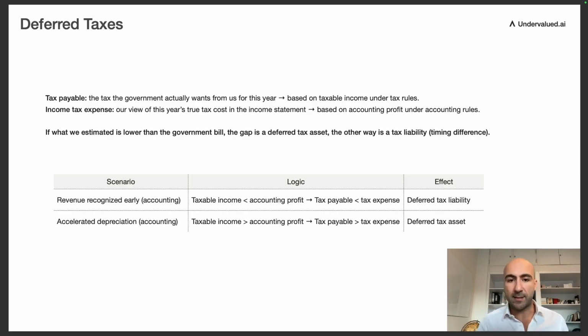And a tax asset is the opposite idea. You probably have to practice a bit, but once you get tax payable versus tax expense, which one is higher at a given time, then everything falls into place quite easily.